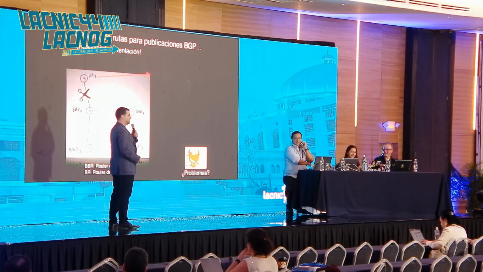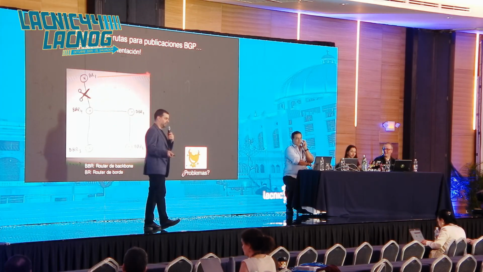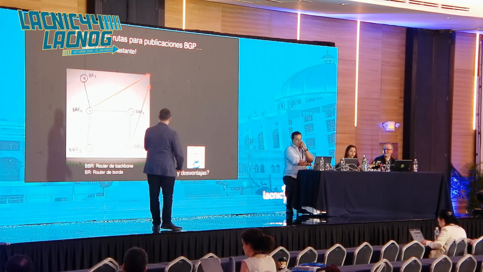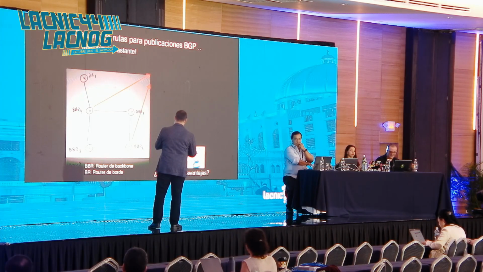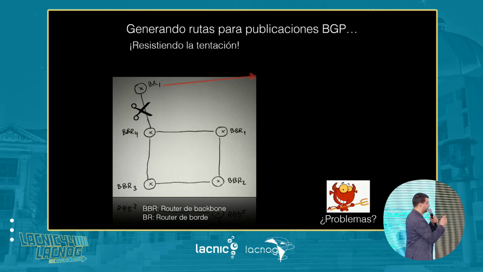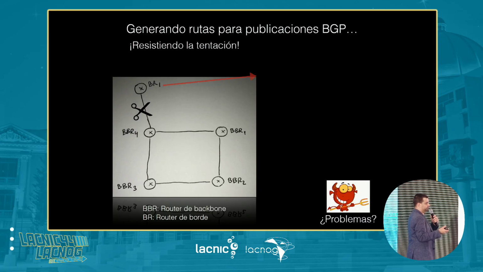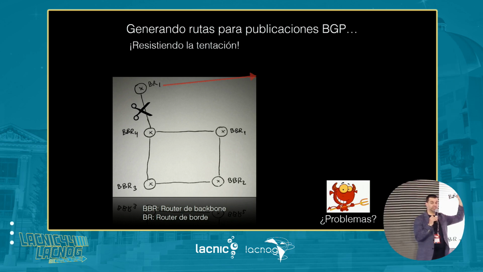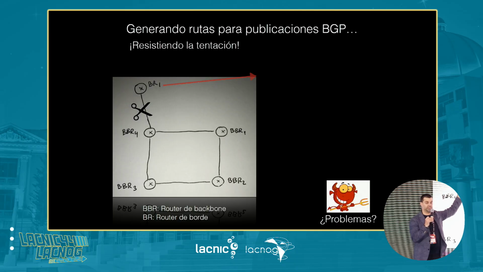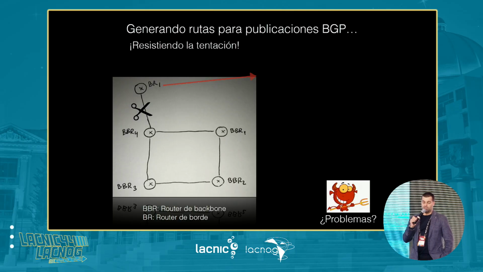Well, what are the problems? This may be the most popular mechanism for generating publications, but what's the problem here? This is one of the most commonly used, but it has some quite serious problems. For instance, what happens, and here I have the pair of scissors, if I come and I cut this link between the border router and the core of the network.